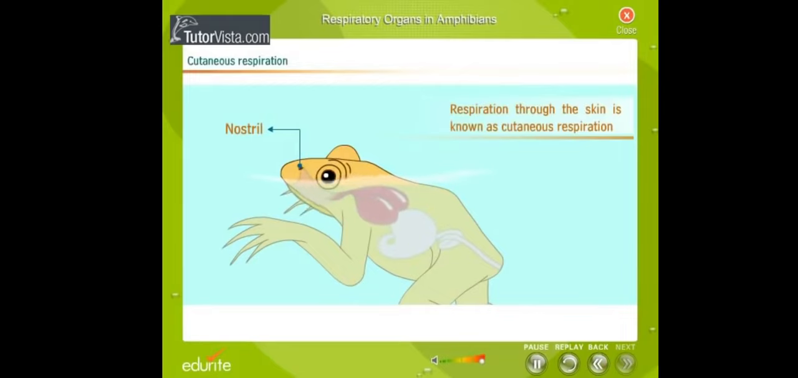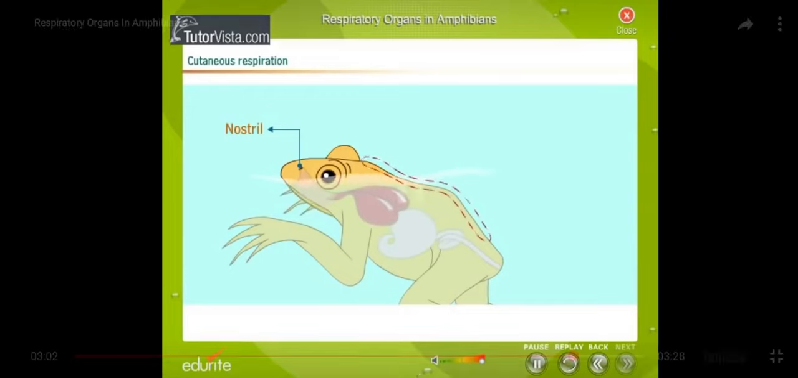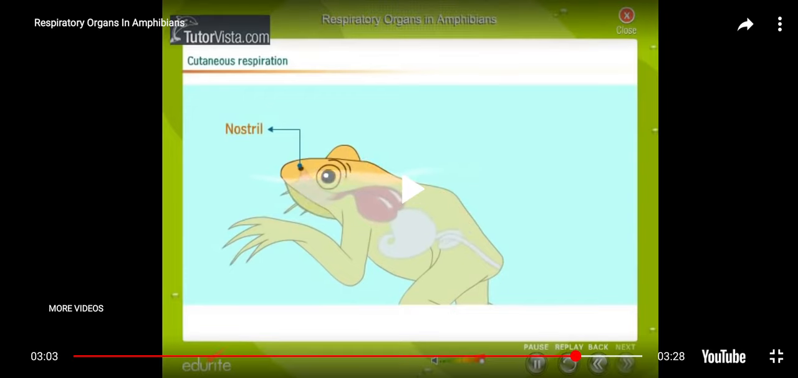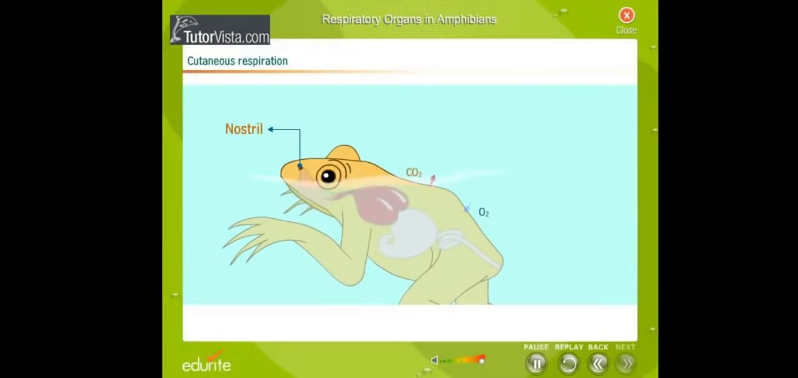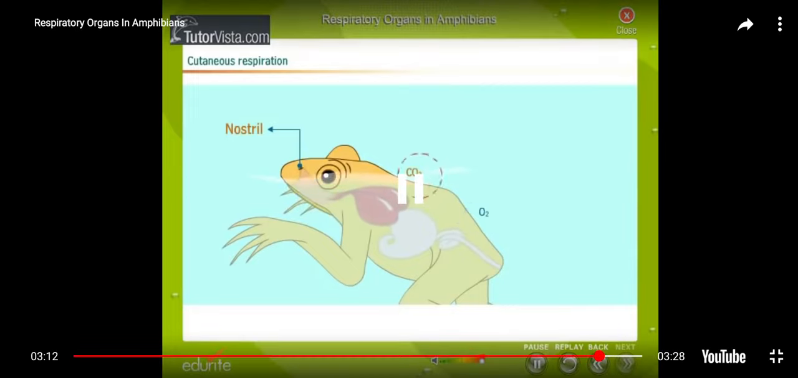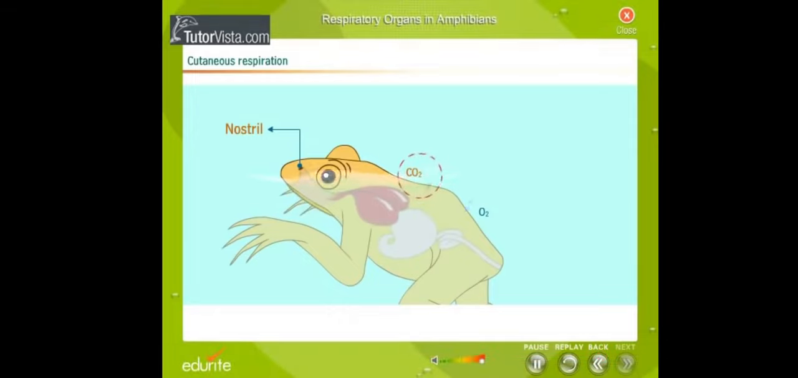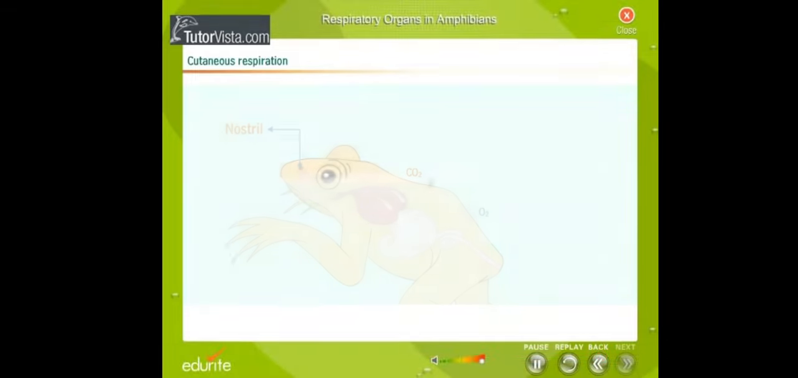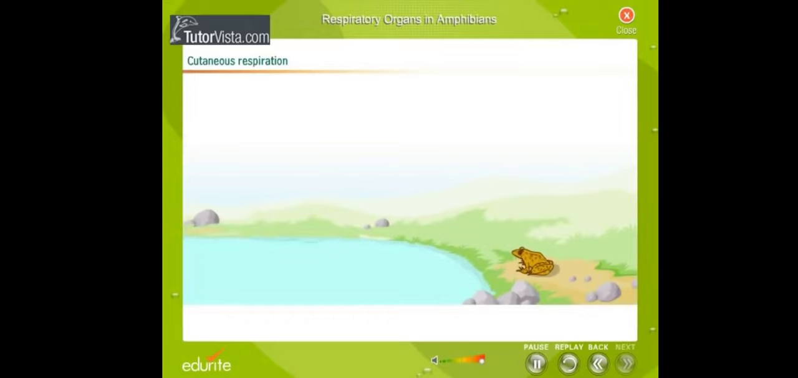Respiration through the skin is known as cutaneous respiration. The skin on amphibians is very thin. Cutaneous means skin in biological terms, that's why it's called cutaneous respiration. The skin is richly supplied with blood capillaries. The water carries oxygen with it, which diffuses into the capillaries, and the carbon dioxide from the blood diffuses out. That's why most amphibians have to live in moist places, where there's water nearby.